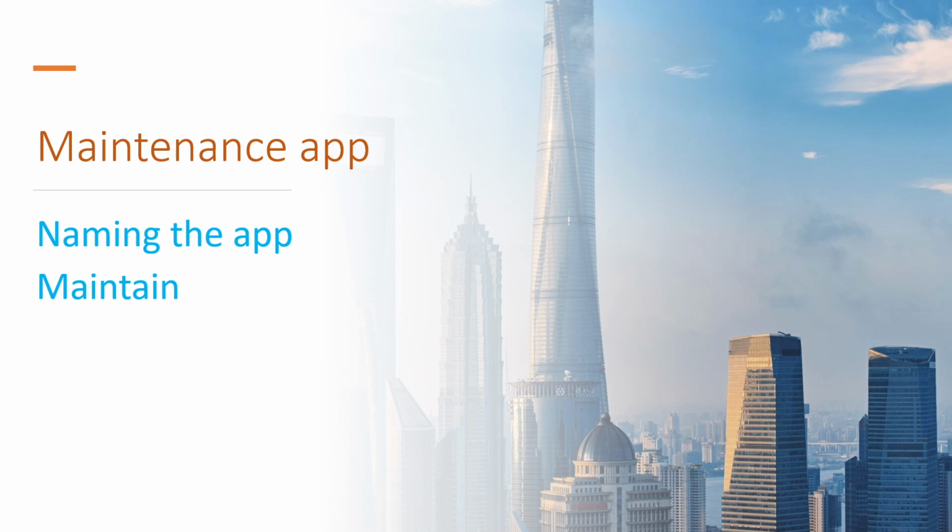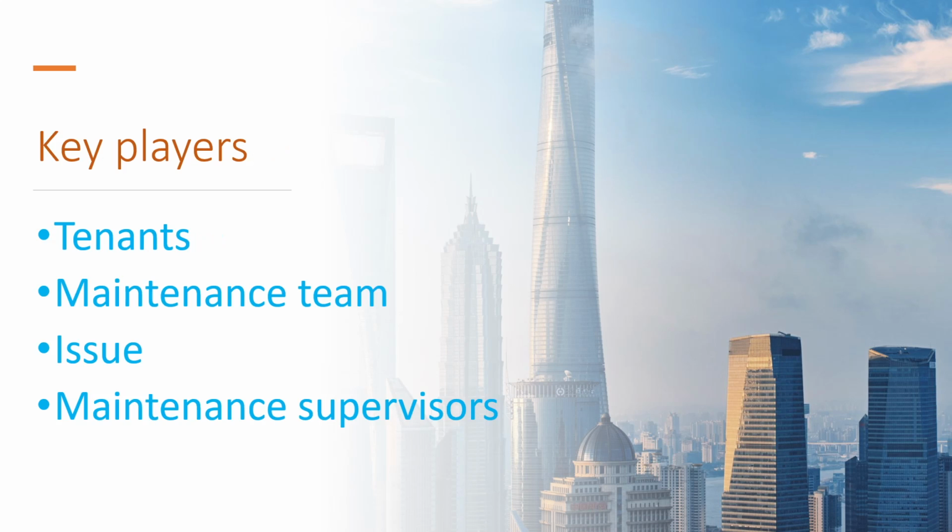Therefore, I came up with criteria to develop this application that tracks any maintenance problem or any defect in the apartment, from reporting to resolution. The first criterion I came up with was the naming: what I'm going to call it. So, in agreement with this company, we call it Maintain, a simple name. The second thing is determining who the key players are in this application, who is participating in this application process.